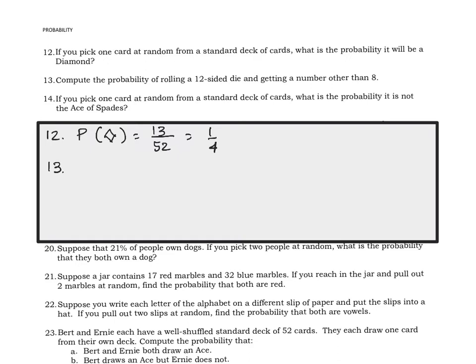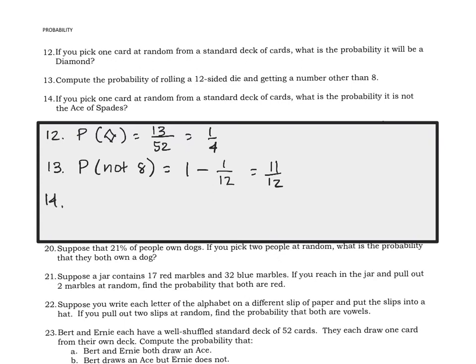13. Compute the probability of rolling a 12-sided die and getting a number other than 8. So we're looking for not 8. Okay, well, there's a couple of ways that we could do this. We know a certain probability of something happening is 1, and we don't care what it is, we just want it to be not 8. Well, how many 8s are there in a 12-sided die? Just 1 out of 12. And so that can give us 11/12. Or you could figure out that there are 11 sides that don't have an 8 on it, and that will work too. 11 out of 12.